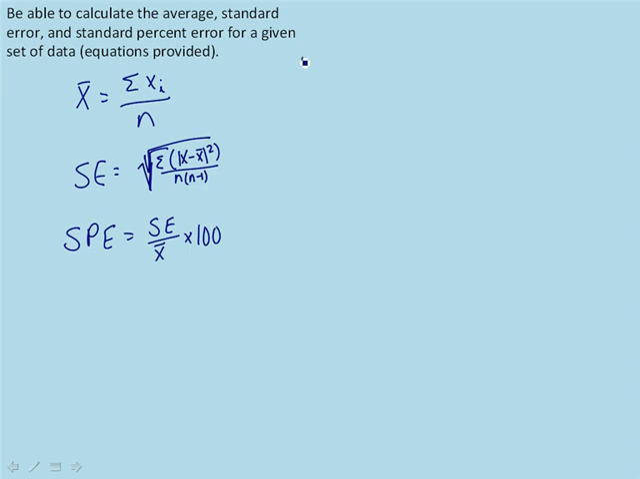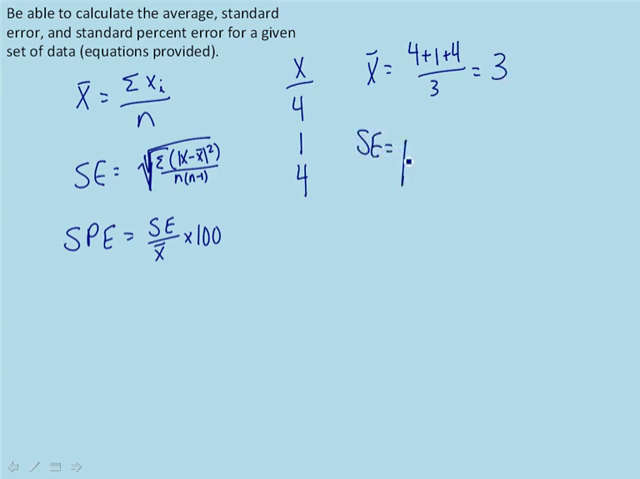Say, for example, I provide you with these data points: x equals 4, x equals 1, and x equals 4. Those are 3 measurements. The average, x bar, will be the sum of those, 4 plus 1 plus 4, divided by the number of data points, which is 3. That's 9 divided by 3, which is 3. So x bar is 3.